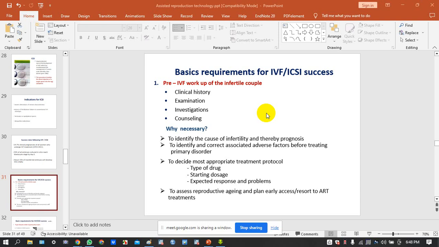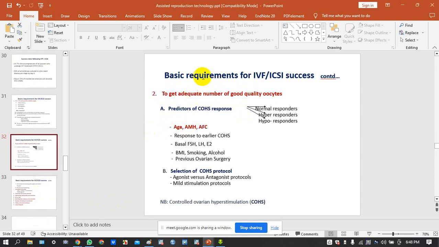Okay, so we are almost finishing. This is the third section: basic requirements for IVF and ICSI success.